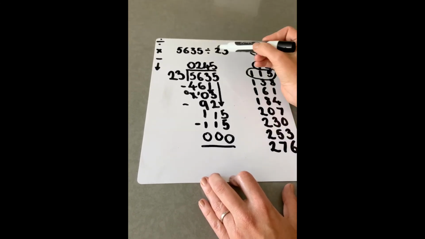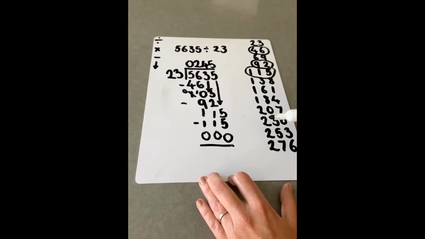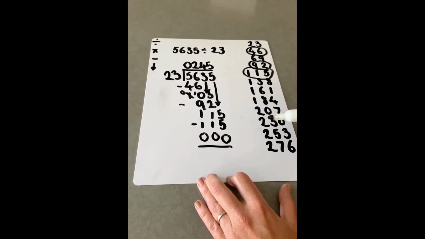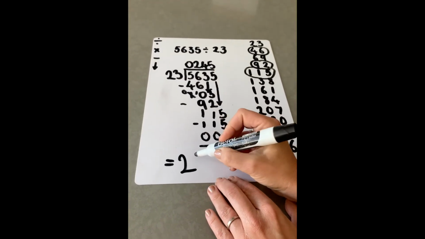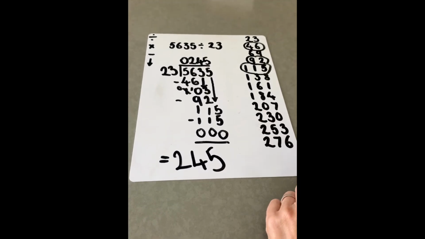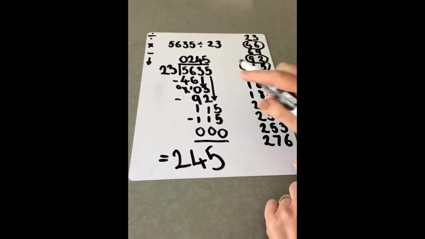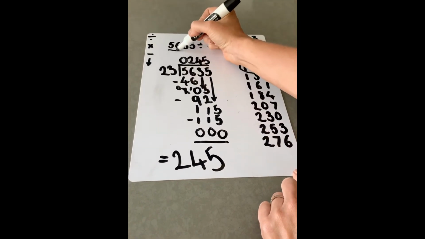So if I go back to the first calculation, 5,635 divided by 23, I can now say that the answer is 245. And to check that, you can do a nice straightforward long multiplication, 23 multiplied by 245, and you'd come up with this number here.